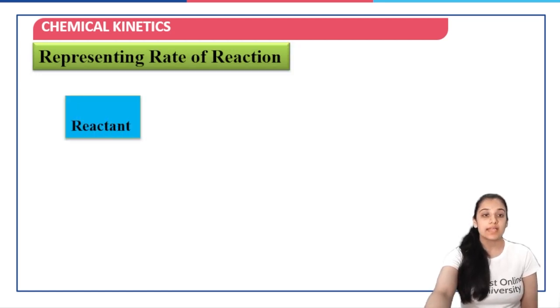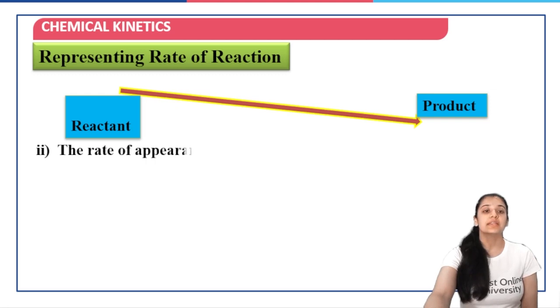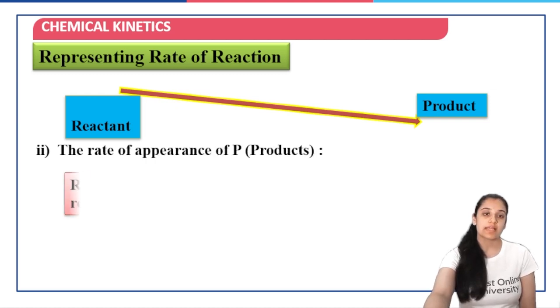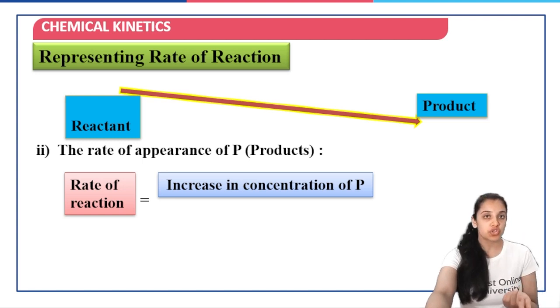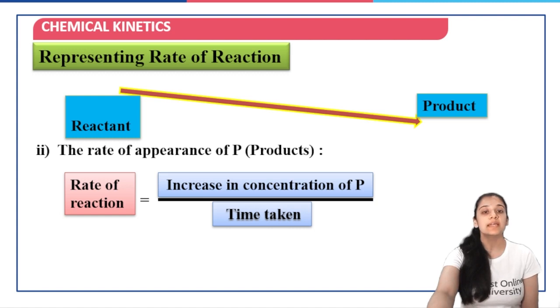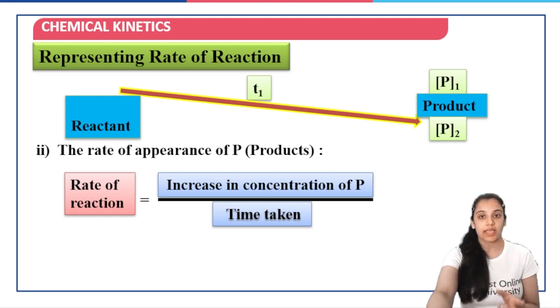Next, we can also have the rate of appearance of products as the rate of reaction. So the rate of reaction would be the increase in the concentration of product, right? Because the product is increasing in concentration, divided by the time taken. So if P1 is the initial concentration and T1 is the initial time, and P2 is the final concentration and T2 is the time at which we are stopping the reaction to observe how much of it has been completed.